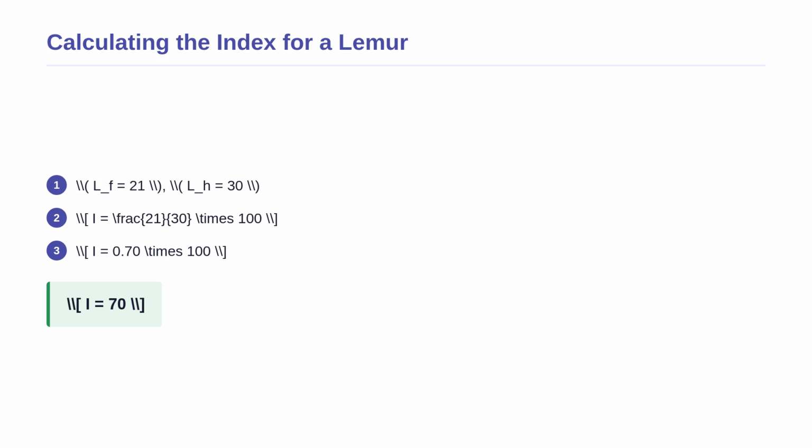First, we substitute 21 for the forelimb and 30 for the hind limb into our equation. Dividing 21 by 30 gives us a decimal ratio of 0.70. This means the arms are exactly 70% as long as the legs. Finally, multiplying by the constant 100 gives us a final index of 70. Because this value is significantly less than 100, it mathematically proves this lemur is adapted for vertical clinging and leaping, using powerful hind limbs.